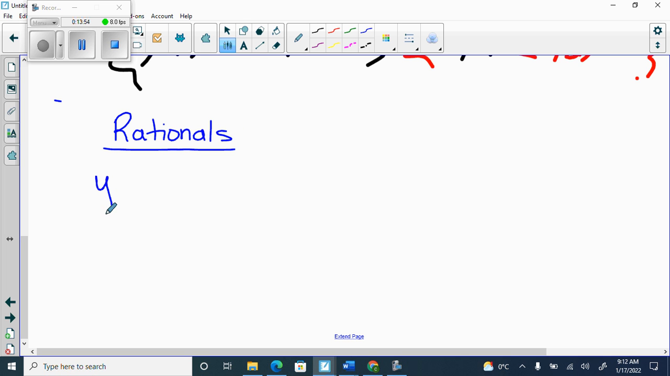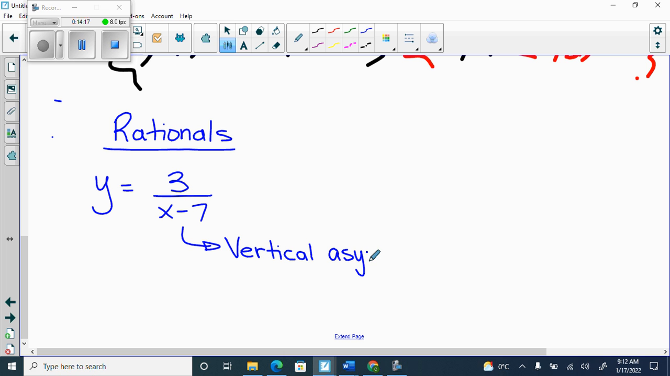So what if I give you this? y equals 3 over x minus 7. x can't equal 7, which is going to be my which asymptote? Vertical asymptote. It's going to be x equals 7 because we know x minus 7 cannot equal 0. So x cannot equal 7. The asymptote is where it doesn't equal, right? So you say x equals 7, and that's where the vertical asymptote is.